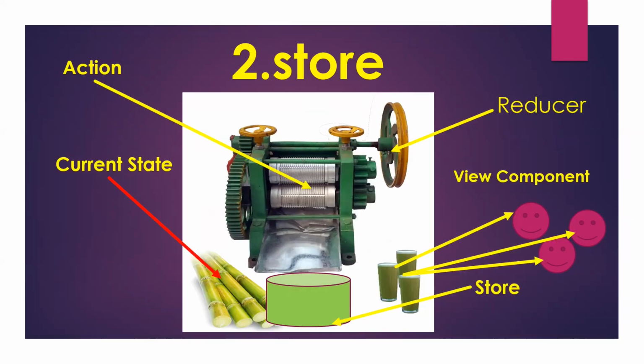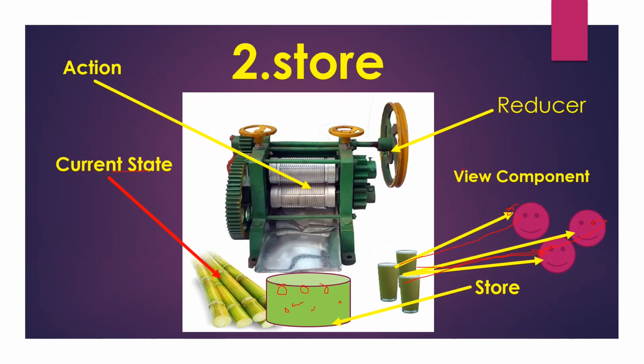Now once again, let's come back to this machine. Action, current state, and then there is juice stored here, right? So how is this juice given to the people? Now this juice is being provided to different people here, right?